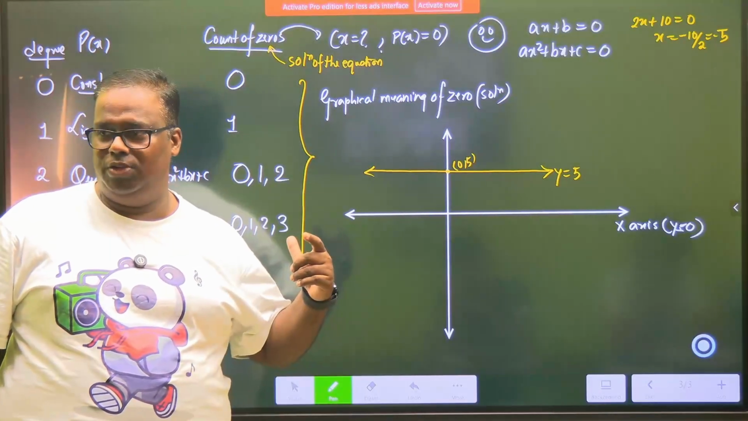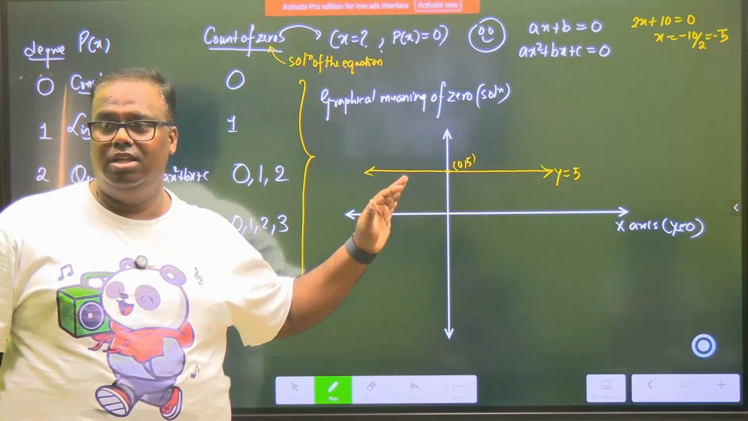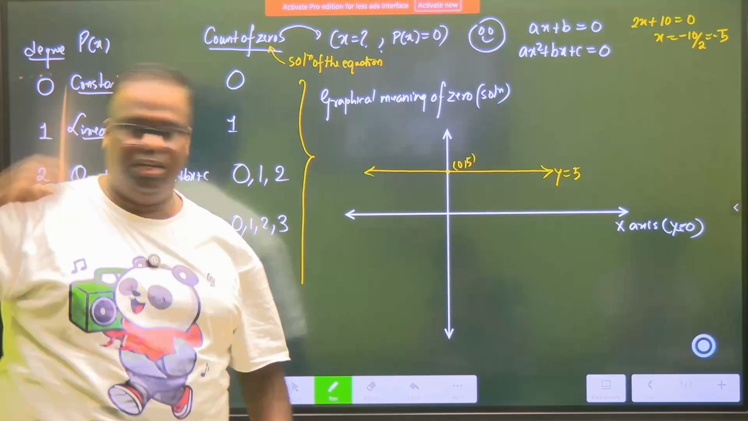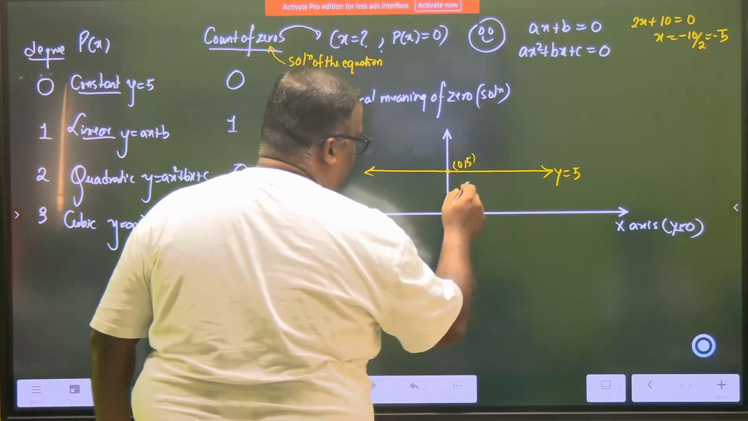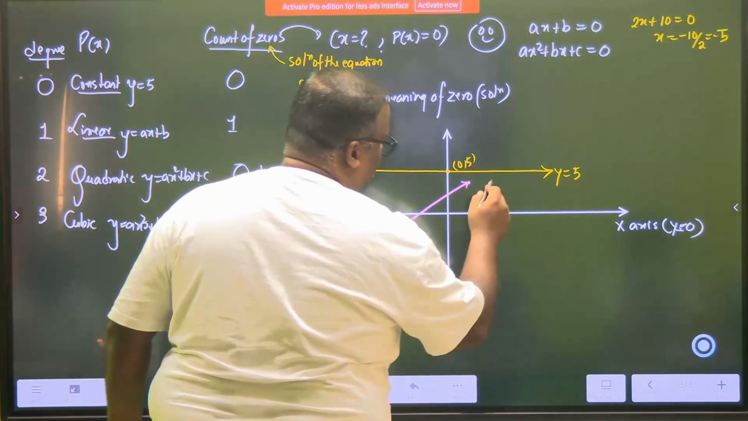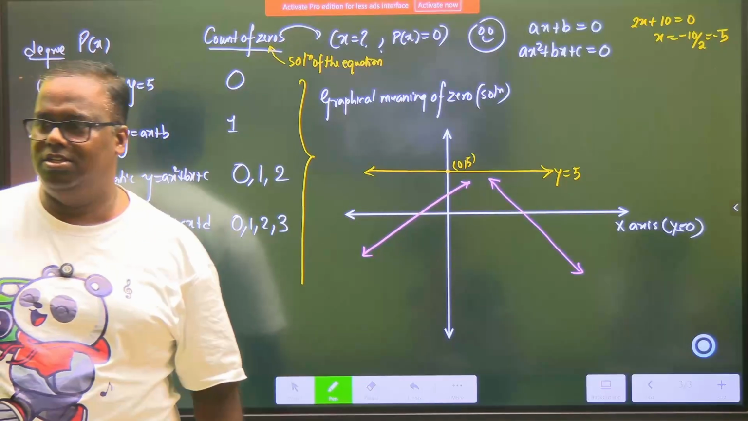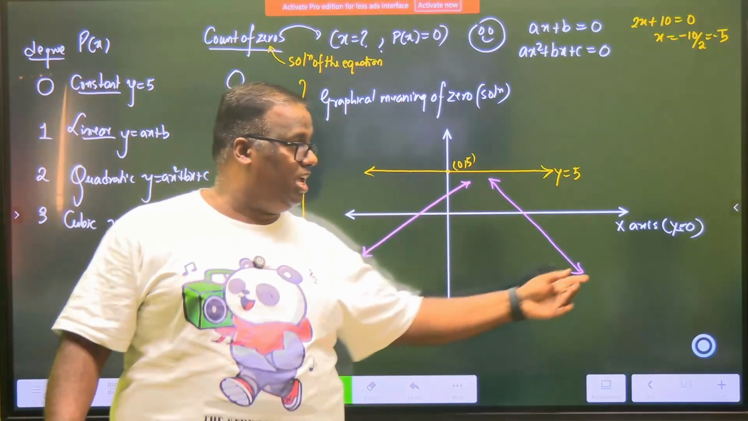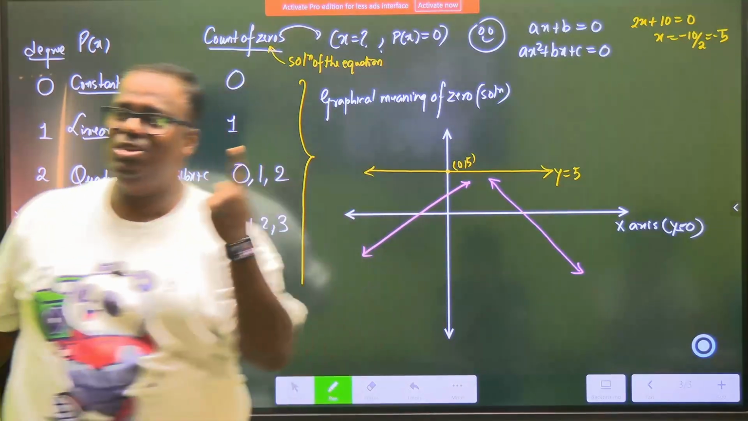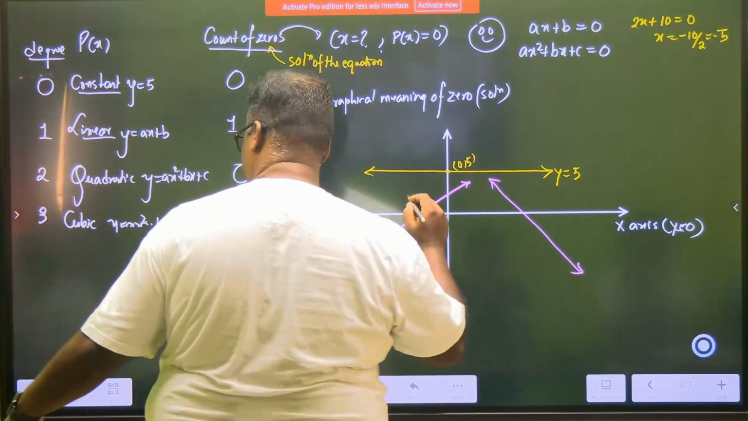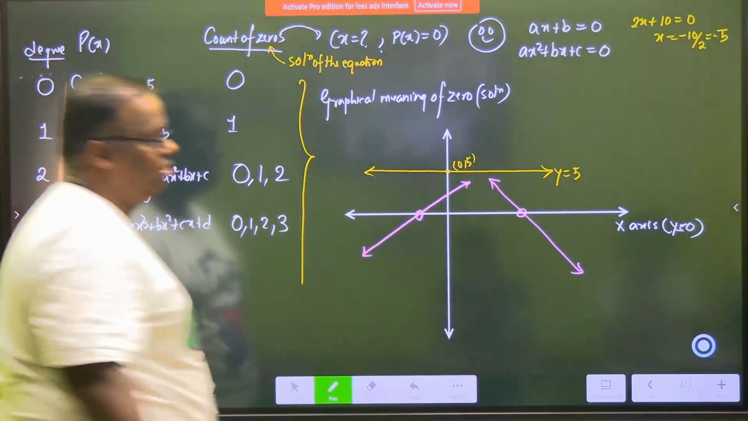Did you get the magic part of it? Changing color on the same graph. Next is what? Linear. Linear will be slanting this way or slanting that way. In either way, how many times does it touch the x-axis? Only once. Do you expect this line to again come and touch the x-axis? It will touch only once. Therefore, in linear we say the number of solutions is only one.